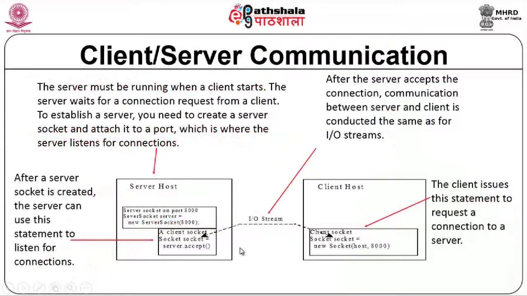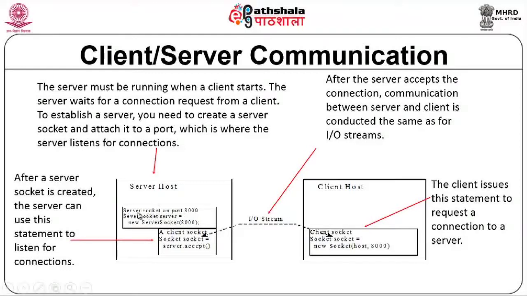So, this diagrammatically shows what is happening with the code we have now seen. We have a server host and we have a client host. The server must be running when a client starts. So, first we compile both the server program and the client program, and we first execute the server program, and the server would be running before the client starts. The server waits for the connection request from a client, and to establish a server, you need to create a server socket and attach it to the port number where the server would be listening for connections.